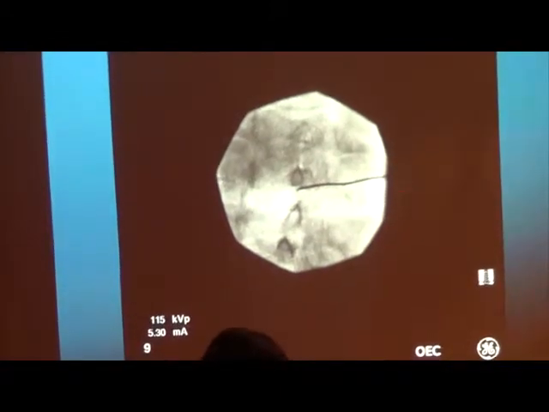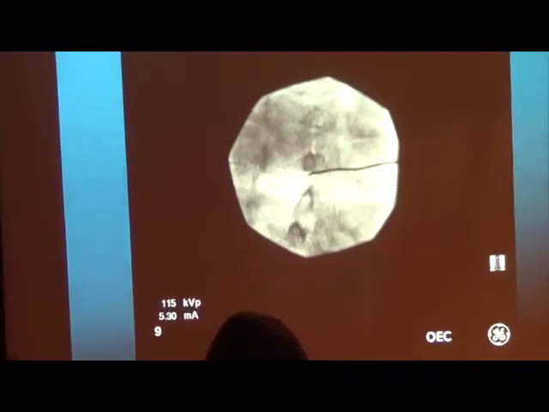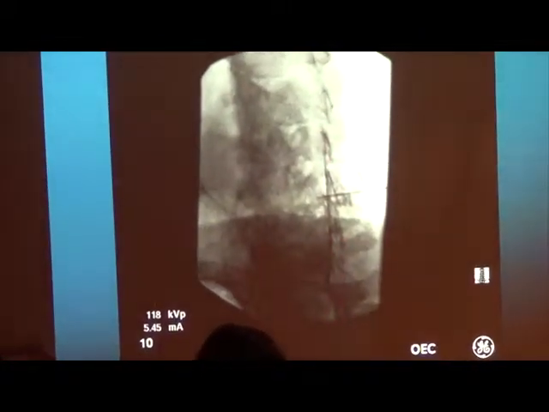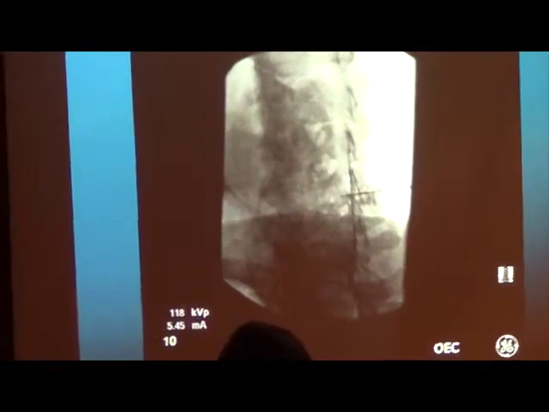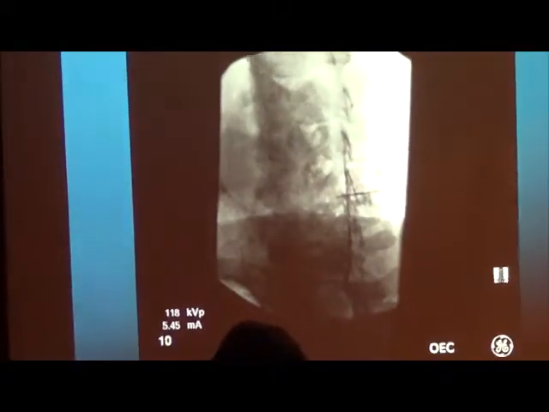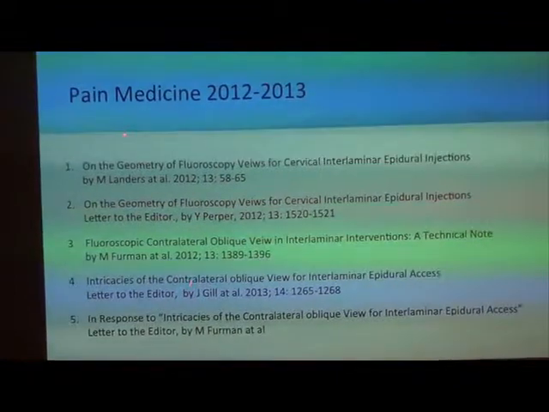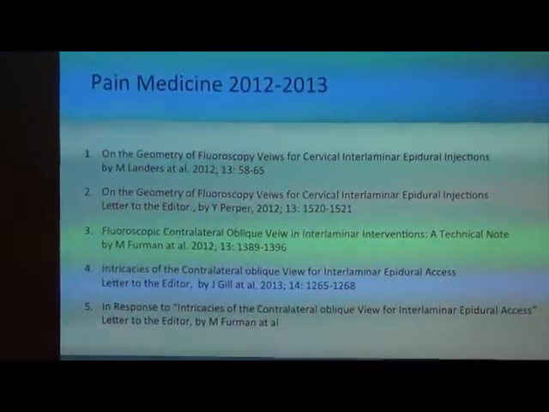So after a lot of struggle, I repositioned my needle. And this is epidural spread with contralateral oblique fluoroscopy. Here are some articles that you can read on the issue. They were published in Medicine 2012-2013.